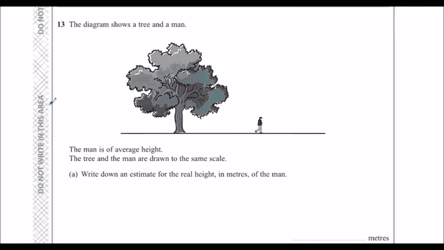Okay, question 13. The diagram shows a tree and a man. The man is of average height. The tree and the man are drawn to the same scale. Write down an estimate for the real height in meters of the man.